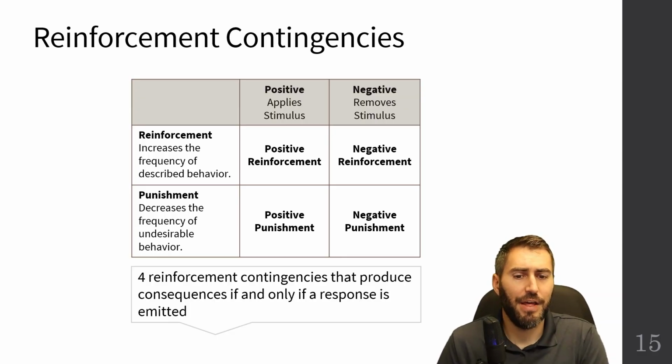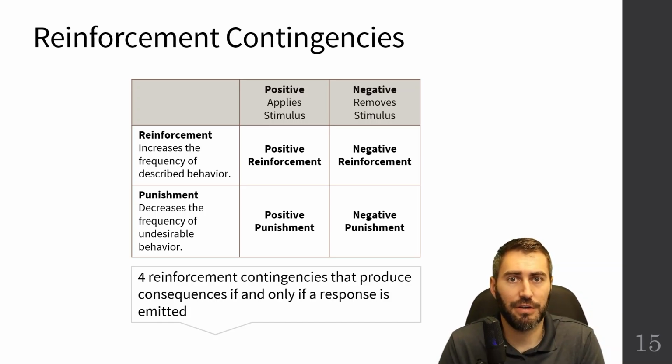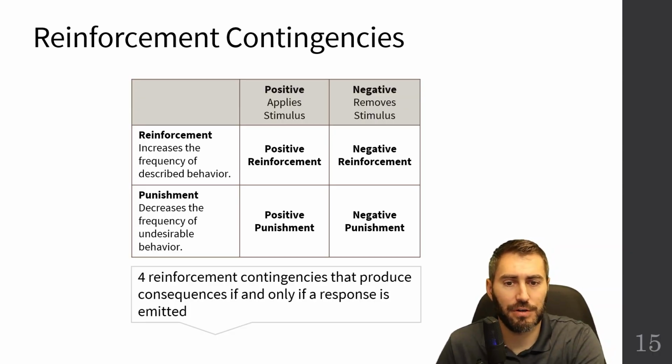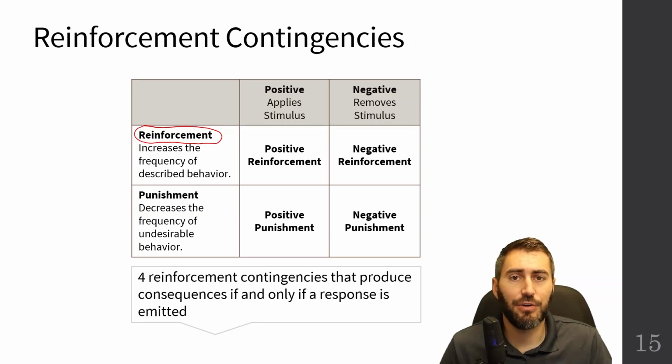The way to think about this is to ask yourself two questions. First, are you trying to increase the behavior that you're looking at, or are you trying to decrease the behavior? And second, are you trying to add something to the environment, or take something away from the environment to change that behavior? The first of the four ways is reinforcement, which is the idea of increasing the frequency of behavior. We're going to do something to increase how often the behavior occurs.